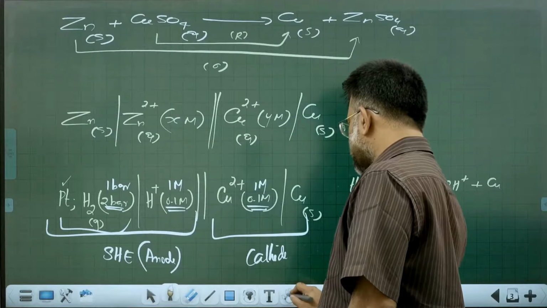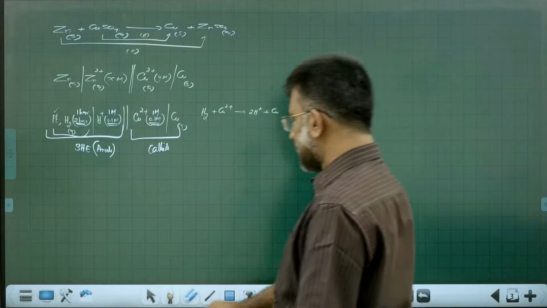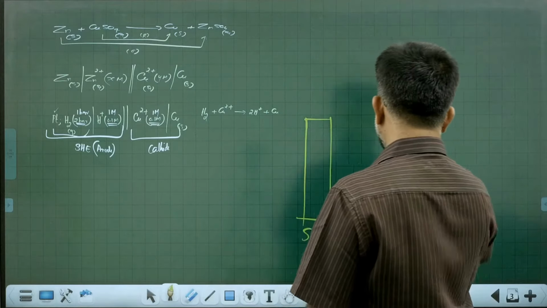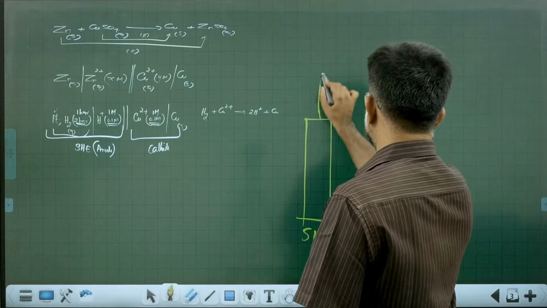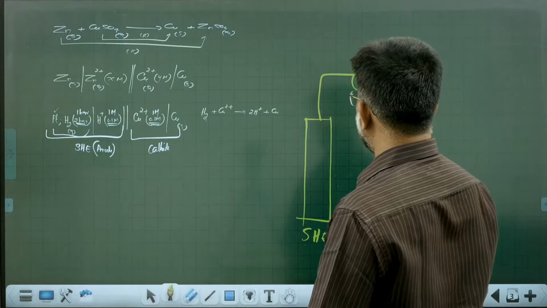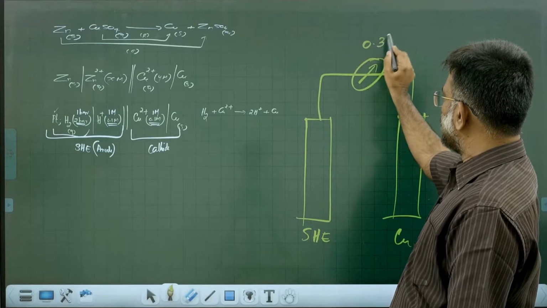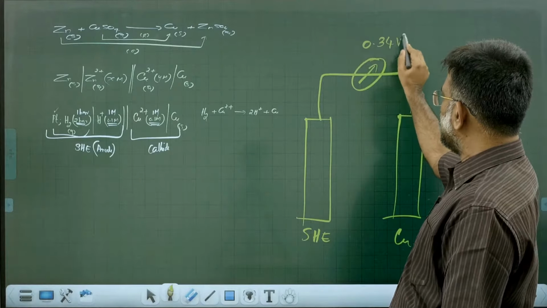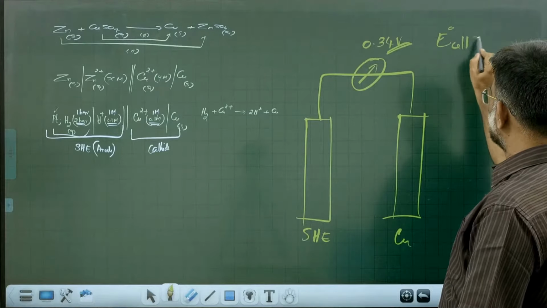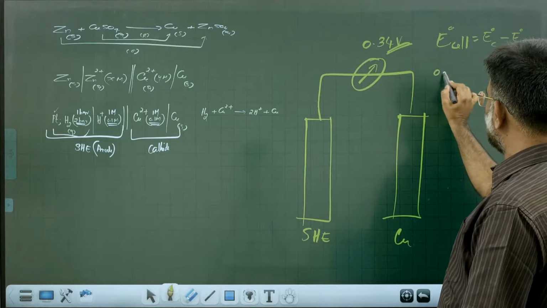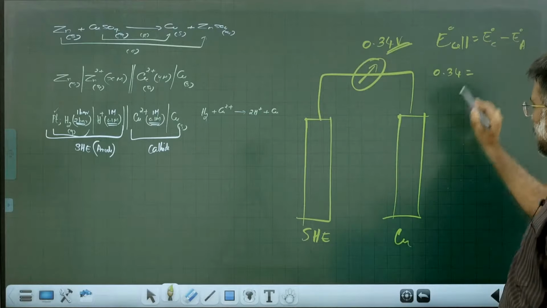So we construct such a cell, taking SHE as anode and the copper electrode as cathode, and we connect it externally. Experimentally, you can get the potential under standard conditions. You will get 0.34 volt. That means you are able to write E naught cell is equal to E naught cathode minus E naught anode. Now 0.34 is equal to E naught cathode.